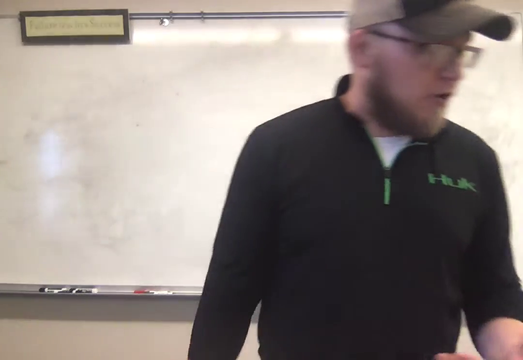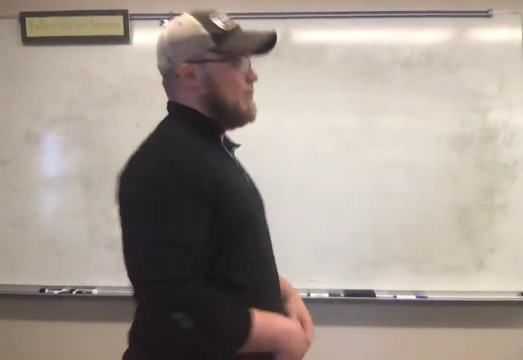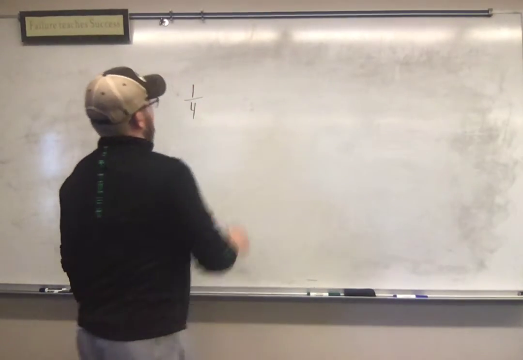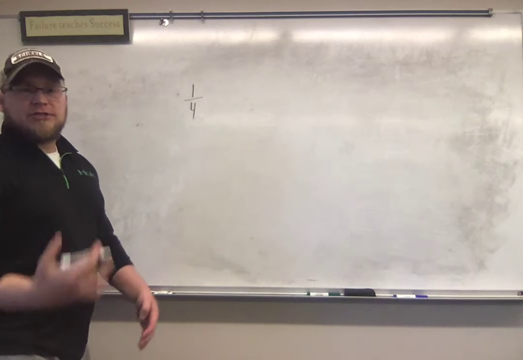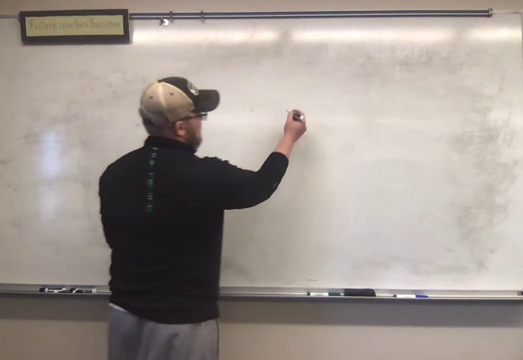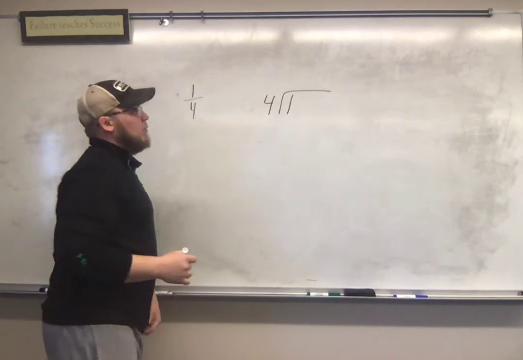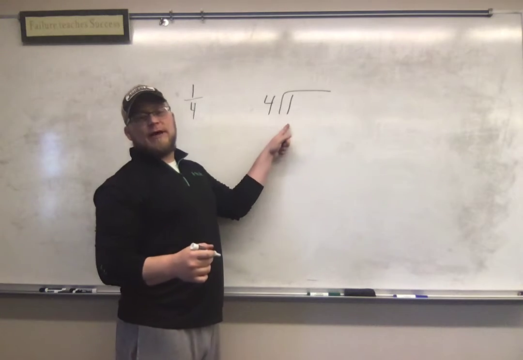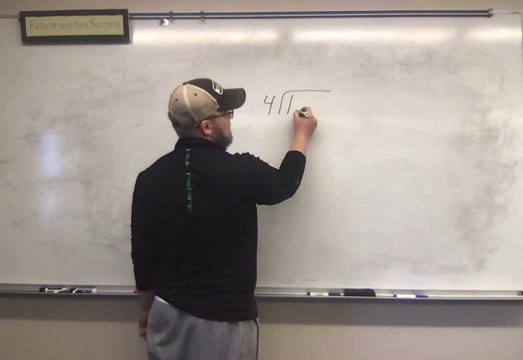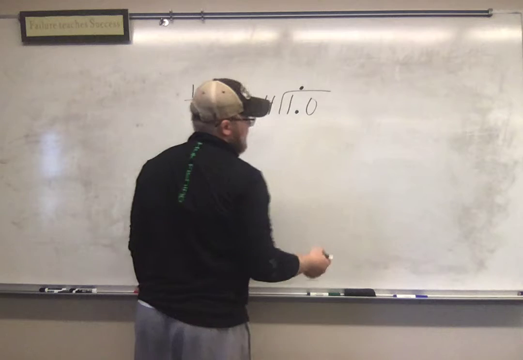Example 1 says convert 1/4 to a decimal number. Well, here's your fraction, 1/4. It's just like it says, 1 divided by 4. And remember, whenever you have a big number on the outside of the box, you go decimal, decimal, 0. You add that in. So you put a decimal after the 1, you put a decimal right above it, and then you add a 0, and you start dividing.